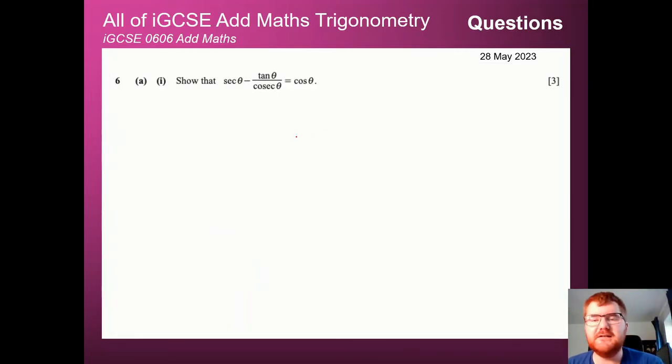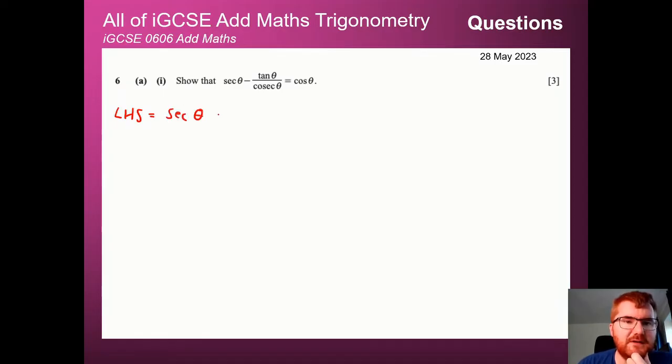Okay, and on to a little bit of left-hand side equals right-hand side. So we've got this one here. We'll start with our left-hand side and see what we can do with it. So sec theta minus tan theta over cosec theta. The first thing that comes to mind is sec is equal to 1 over cos. 1 over cosec is the same as sine, so this just becomes sine theta tan theta.